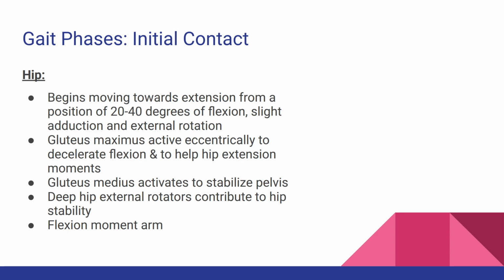Let's now walk through the gait cycle phase by phase, focusing on the hip. At initial contact, the hip is positioned in approximately 20 to 40 degrees of flexion, slight adduction, and slight external rotation. This allows the limb to accept load and positions the abductors for upcoming single limb support.